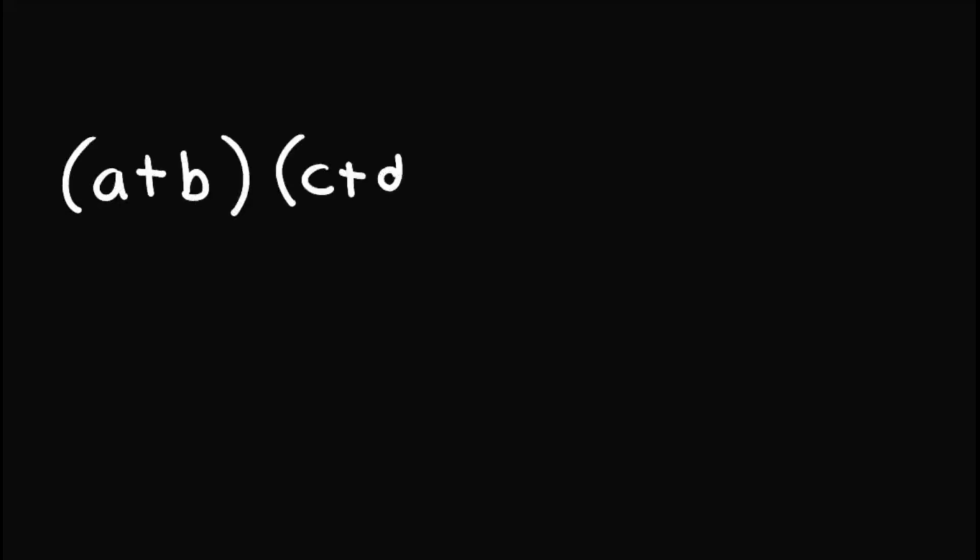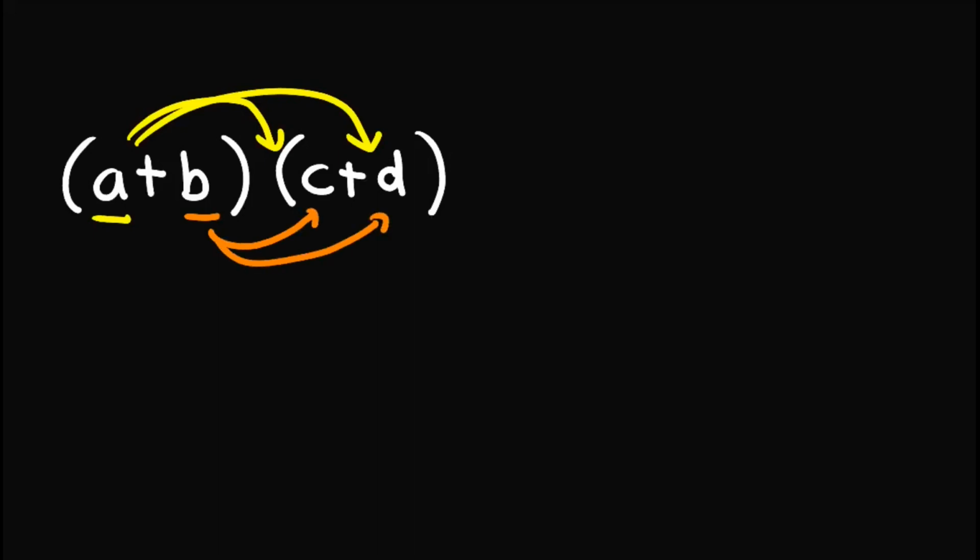If we have (a + b) times (c + d), recall from a previous video that what we do is distribute first this one in here and then this one out here to obtain AC plus AD plus BC plus BD.